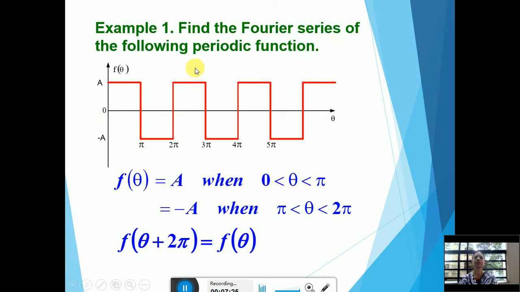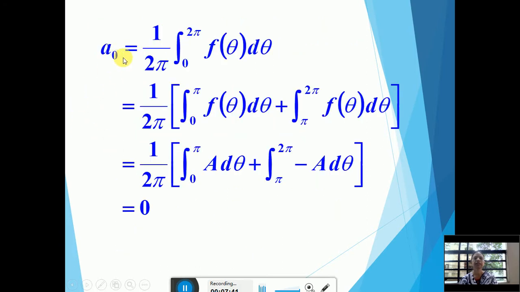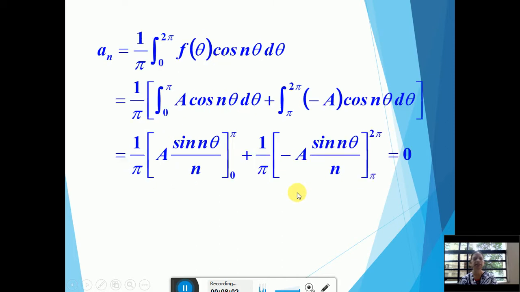For example, take the Fourier series of the following periodic function. As you can see, between the limits 0 to pi the value is plus a, and from pi to 2 pi the value is minus a, and it is repeated. And f of theta plus 2 pi is f of theta, therefore it is a periodic function. So once again, a0 by using this formula, f of theta between 0 to 2 pi is divided into 0 to pi and pi to 2 pi. From 0 to pi the value is a, and from pi to 2 pi the value is minus a. So when you integrate, this is a, this is minus a, and hence it is 0.